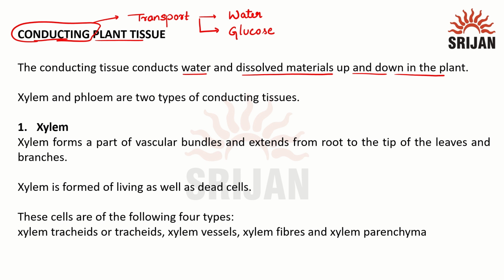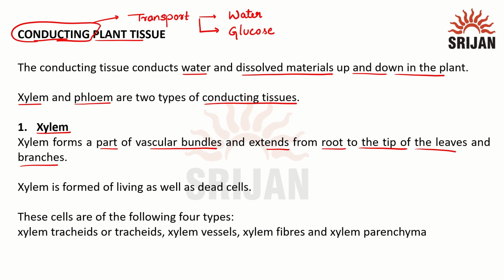So two main tissues help in conduction. They are together known as the conducting tissue. One is xylem, second is the phloem. So first, if we take xylem, it is a complex permanent tissue. It is made up of four main types of elements. So xylem forms a part of vascular bundle and it extends from root to the tip of the leaf and branches. So it can conduct water absorbed from the soil to the parts of the plant body.